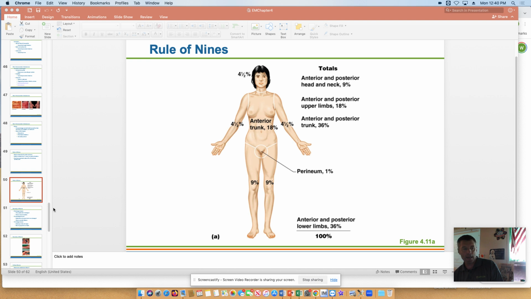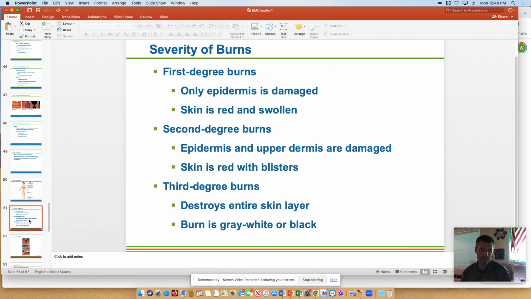And so again, what we'd be looking at if you're a first responder or working in an emergency room or something, you'd be trying to say how many of those areas are damaged, and that's going to help you make a quick assessment of the severity.